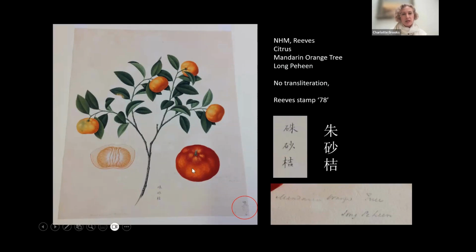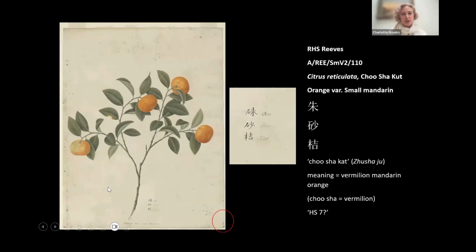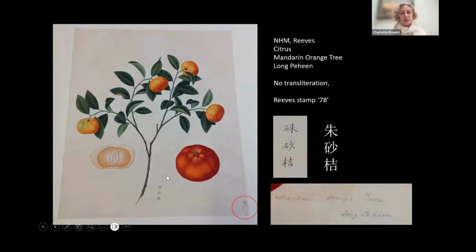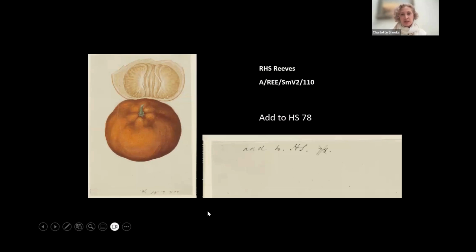Here you'll notice that this is a much fuller composition. We have the cross section as well as the full fruit. So on this illustration, much closer to botanical art in terms of it being a portrait format rather than a landscape format, as we saw with the other fruits, we didn't have that cross-section and fruit detail, whereas on this one we did. So this, when read in tandem with another picture in the RHS collection, fills in the gaps.